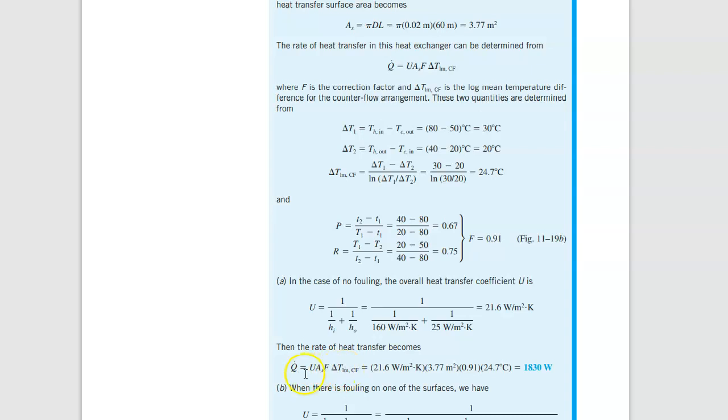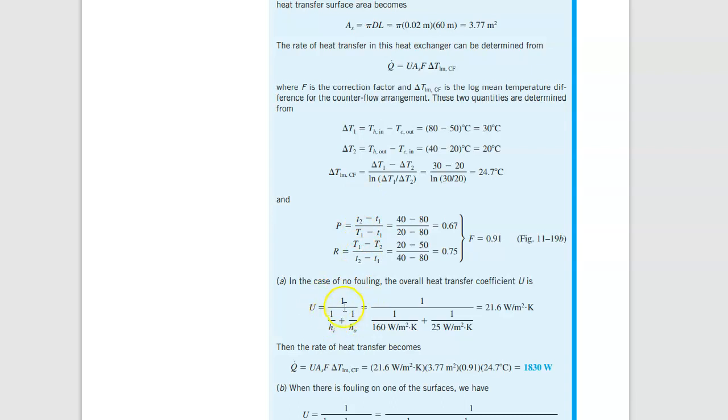First, we could calculate A_s. A_s equals pi D L equals pi times 0.02 times 60. So we got 3.77 meters squared. And then we need to calculate U and also find the F. So first and foremost, we could find U first.